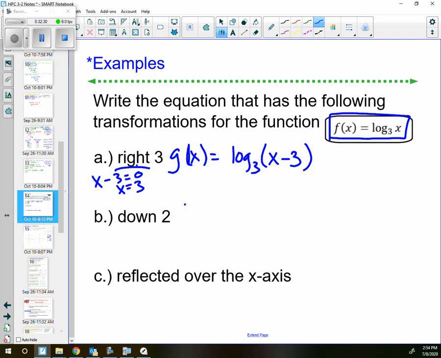How would you go down 2? Let's call that h of x. Going down 2, well, the vertical shift is outside of the argument, so it can't be in with the x. So you have to be super clear here that down 2 is on the outside. Some people even, just to be clear, will put parentheses around it. Your graphing calculator will do that, by the way.